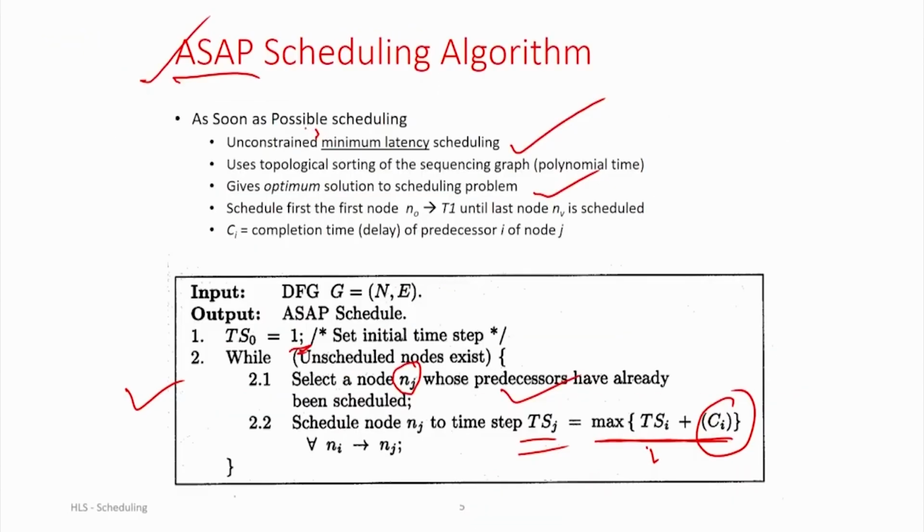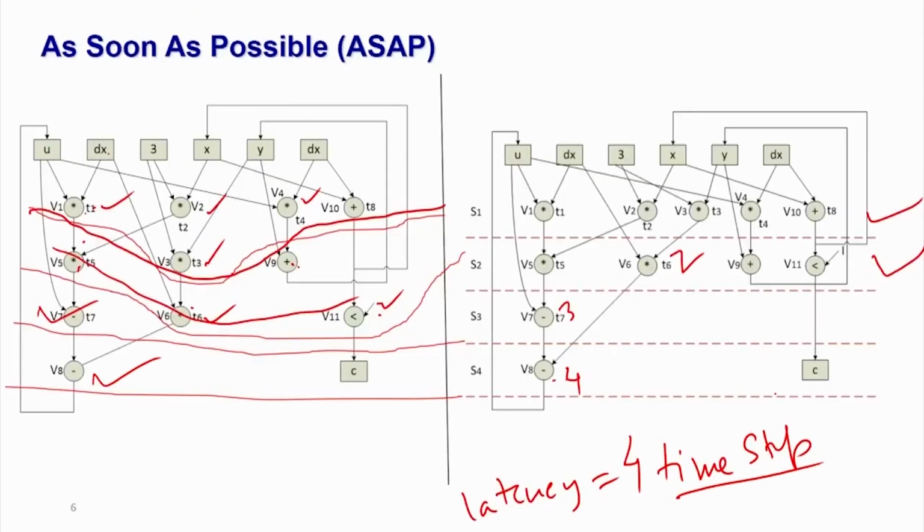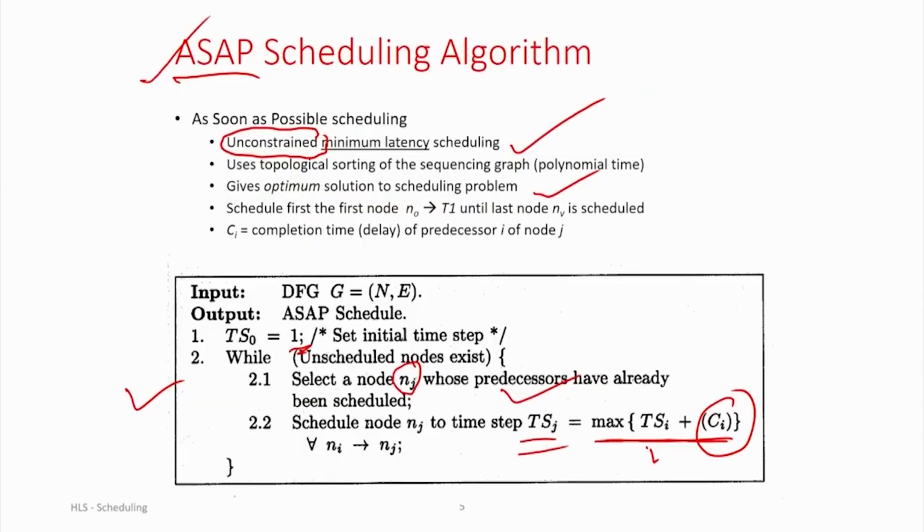But this is unconstrained, that means there is no control over the number of resources required, right. It always gives you the maximum number of resources possible. For example, if you remember in the last class, this particular example we were able to schedule in 4 time steps using 2 multipliers, right. Now, you can see here there are 4 multipliers scheduled in time step 1. So, I need at least 4 multipliers to execute this in hardware, right. That means it does not give you the optimum resource, but it gives the optimum latency, or number of time steps. So, this is an unconstrained schedule, but if I ask you to use only 2 multipliers, then this particular algorithm will not work, right. So, that is as soon as possible.